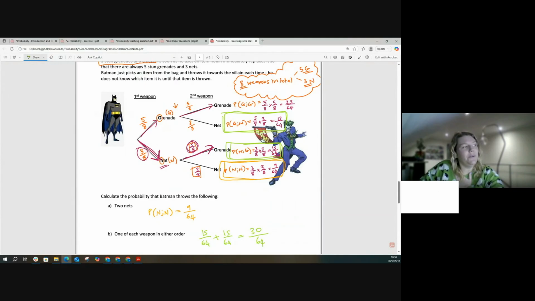So when we're working from branch to branch, so like this way, then we multiply. But if we have multiple favorable options that are in this line over here, then we add them. Then we add those ones together.